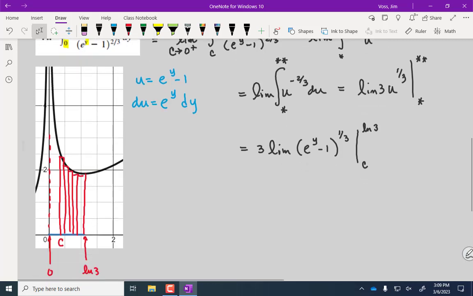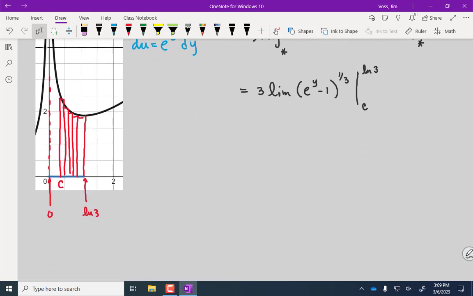All right. Now we plug in our limits. So we're going to have 3 limit. So limit of integration, upper limit, e to the natural log of 3. 3 minus 1, 2. So we have 2 to the 1/3 when we plug in natural log of 3. Now let's plug in c. So we're going to have minus quantity e to the c minus 1, quantity to the 1/3. And this limit is as c goes to 0 from the right-hand side.